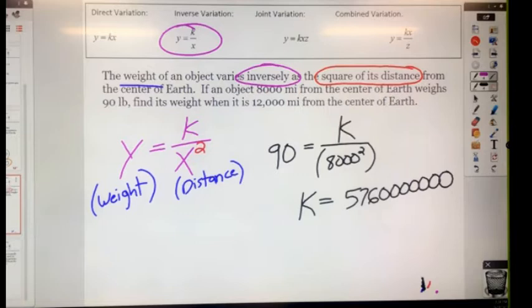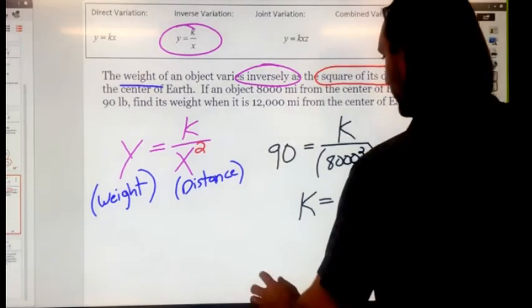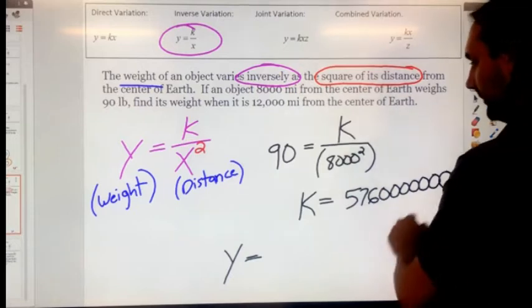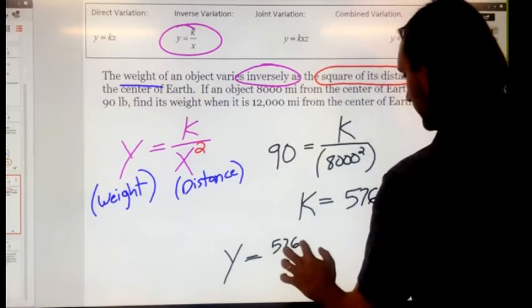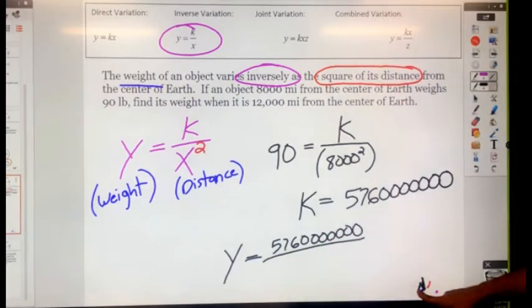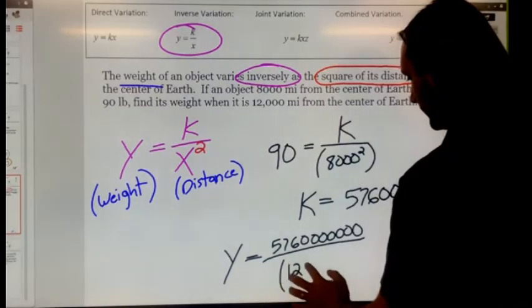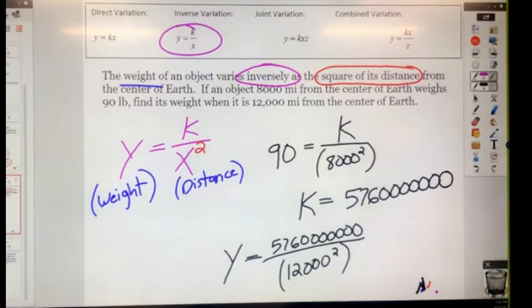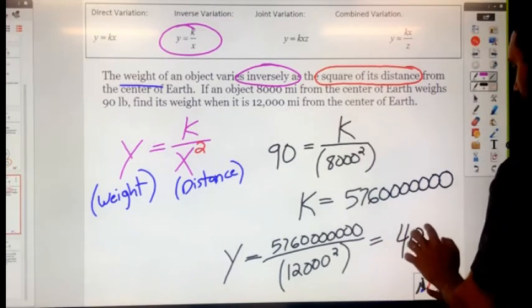Now that we have our k, we can solve the problem. Find its weight when it is 12,000 miles from the center of the Earth. So you divide. Now I have y equals k over 12,000 squared, where k is that long number. Divide by 12,000 squared, and that equals 40 pounds.